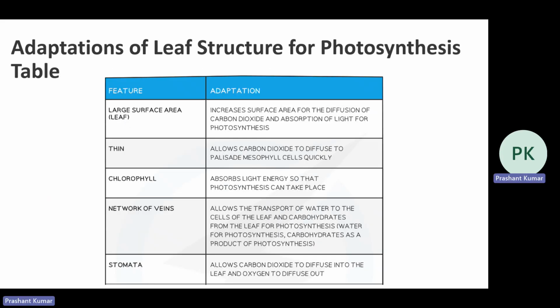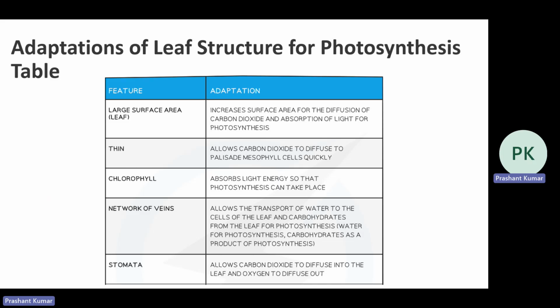Now the question is how a leaf is adapted to perform photosynthesis in the plant. If you see the structure, you will find that leaves have a large surface area, and the large surface area helps in maximizing the surface area for diffusion of carbon dioxide and absorption of sunlight. The leaf is thin, and it also allows carbon dioxide to diffuse to the palisade mesophyll cells immediately. It should not take a long way to reach the palisade. That's why the leaf is thin.